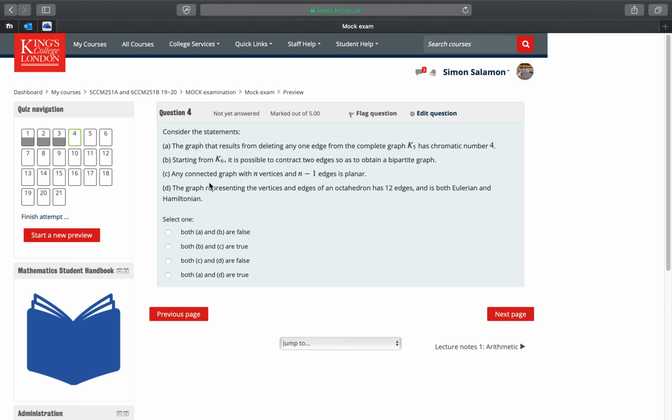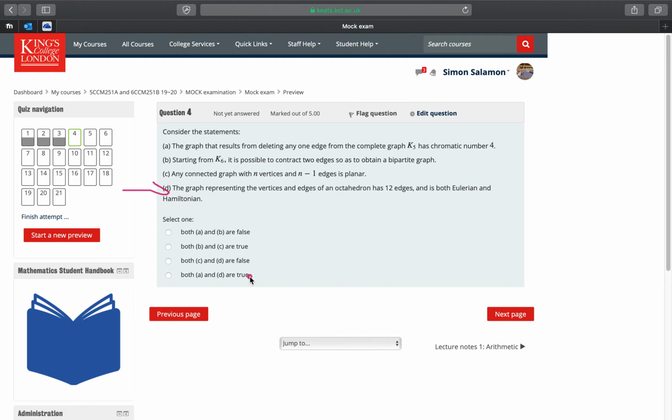So in my case, I would say, well, part D, if you look at part D, this is definitely correct because you probably should know that of the Platonic graphs, the only one that has vertex degrees even, and that's what you need for Eulerian, is the octahedron. So the octahedron is Eulerian. All the Platonic graphs are Hamiltonian. You can check that if you've forgotten from the table in the notes. And certainly the octahedron has 12 edges, so it's pretty clear that D is correct.